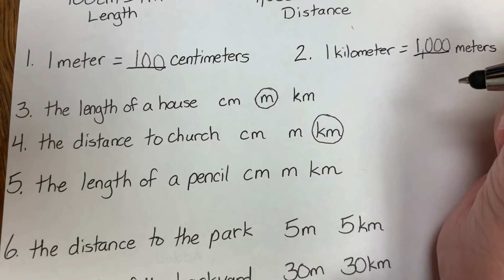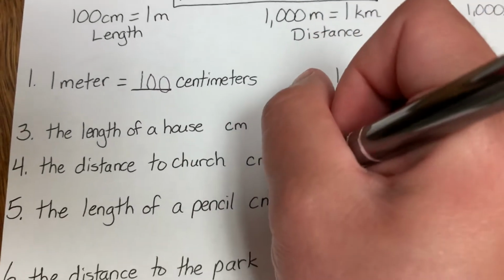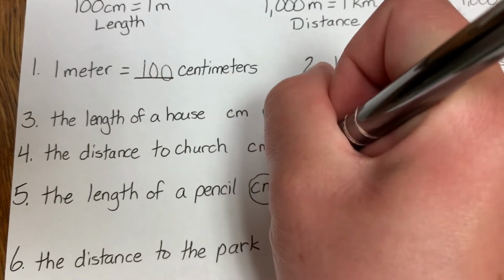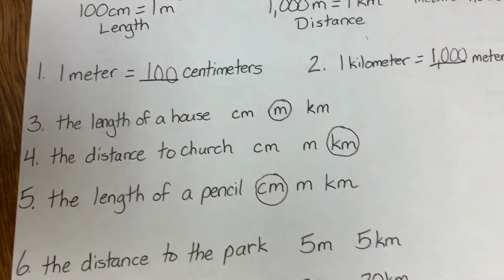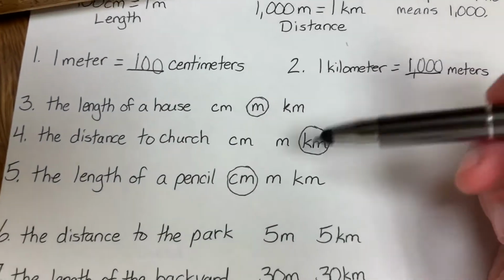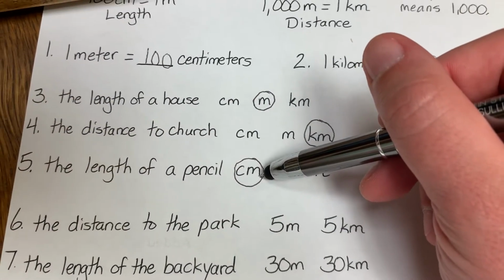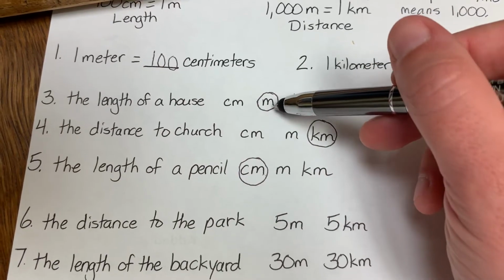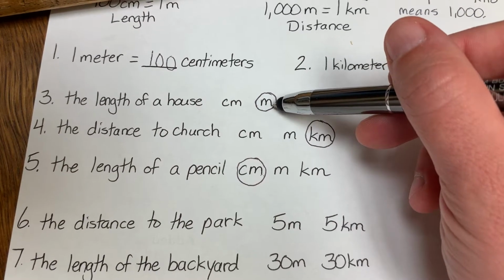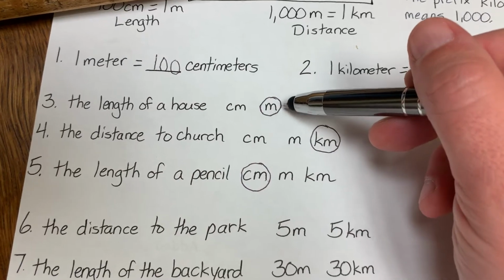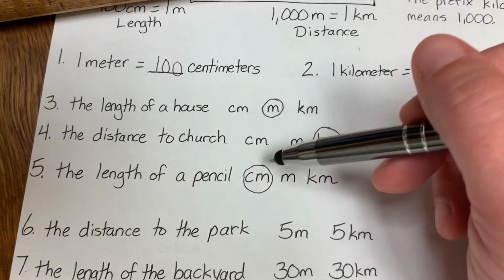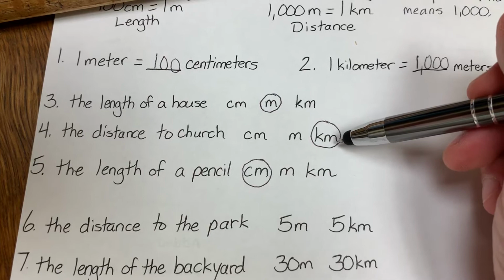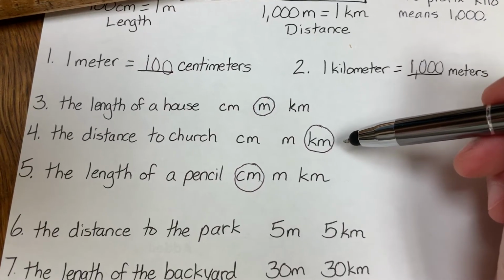Number 5, the length of a pencil. That's something that's small that you could measure with the centimeter side of a ruler. So remember, centimeters measures the length of small things. Meters measure the height or length of things that are bigger than centimeters. And kilometers measure the distance from one place to another.